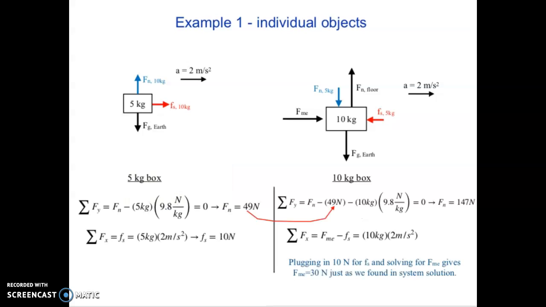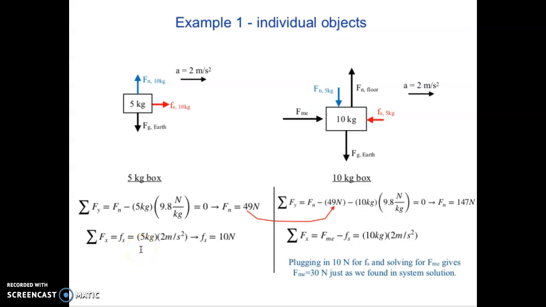Having these free body diagrams, we can write sum of forces equals mass times acceleration. For the 5 kilogram, normal force from the 10 minus the force of gravity, no vertical acceleration. So the normal force that the 10 pushes up on the 5 with is 49 newtons. This 49 newtons is again the normal force that the 5 pushes down on the 10. So that 49 newtons is showing up over here in the 10 kilogram box equation as well.